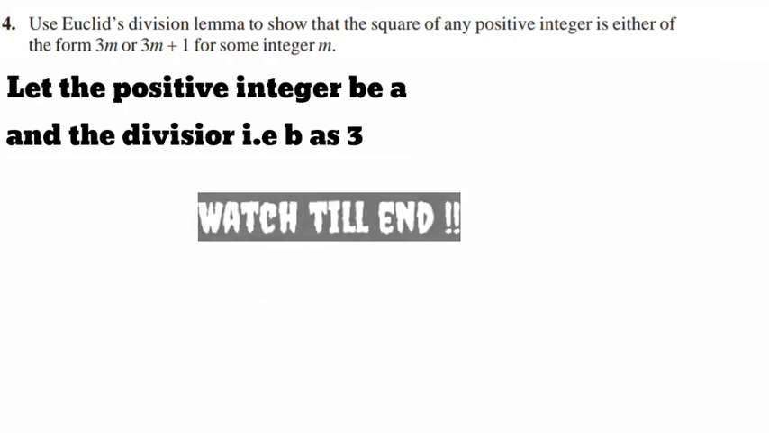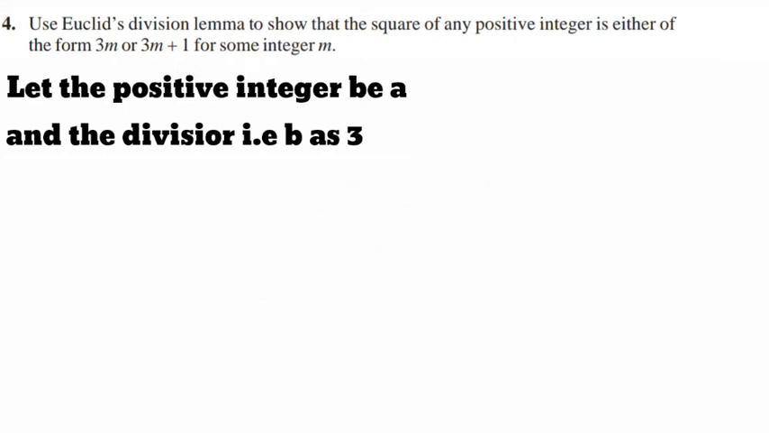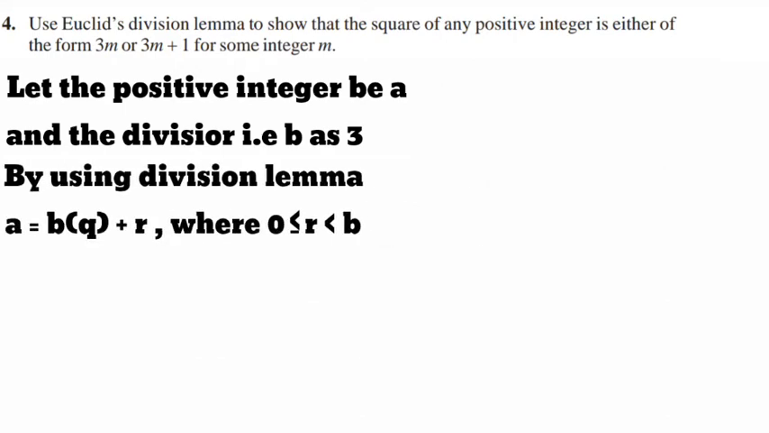So, watch till the end. Now, according to Euclid's division lemma, a will be equal to b times q plus r, where r must be equal to 0 or greater than 0, and it must also be smaller than b, the divisor. So in this case, it can be 0, 1, 2, but not 3 or greater.